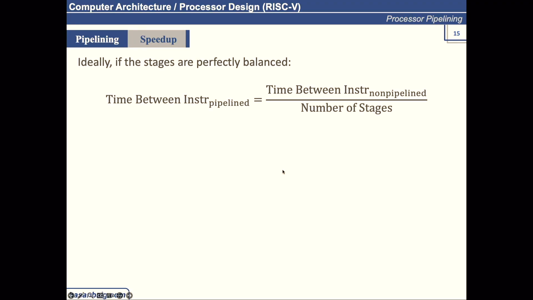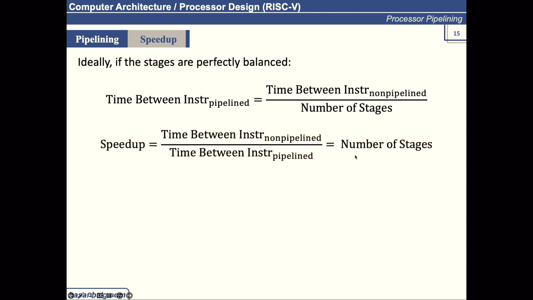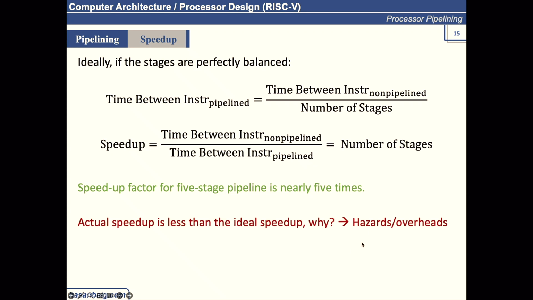So ideally, if the stages are perfectly balanced, meaning that all these stages take the same amount of time, then this should be the speed up equivalent to the number of stages. So a speed up factor for a 5-stage pipeline is nearly 5 times. And the actual speed up is less than the ideal speed up. Why? Because of the hazards and overheads. We will talk about that in detail in the upcoming sessions.